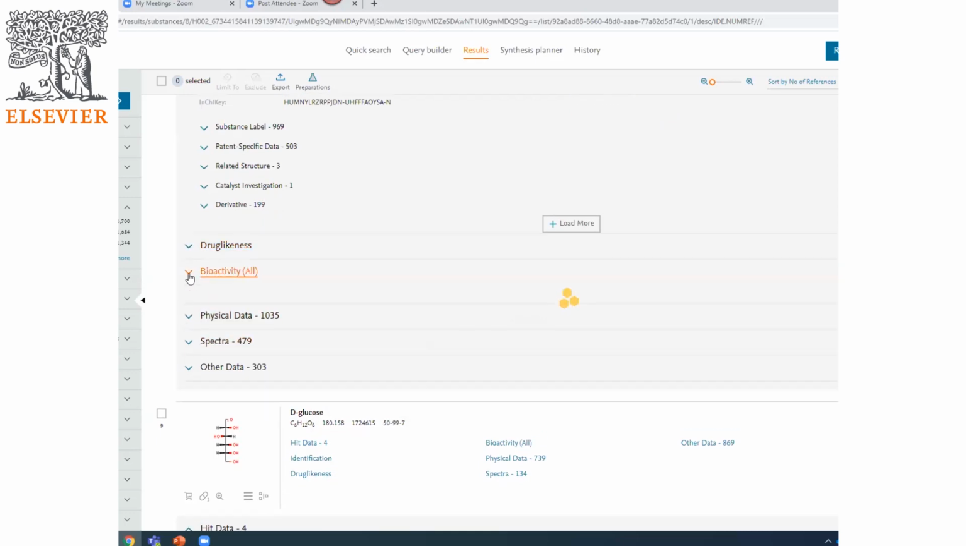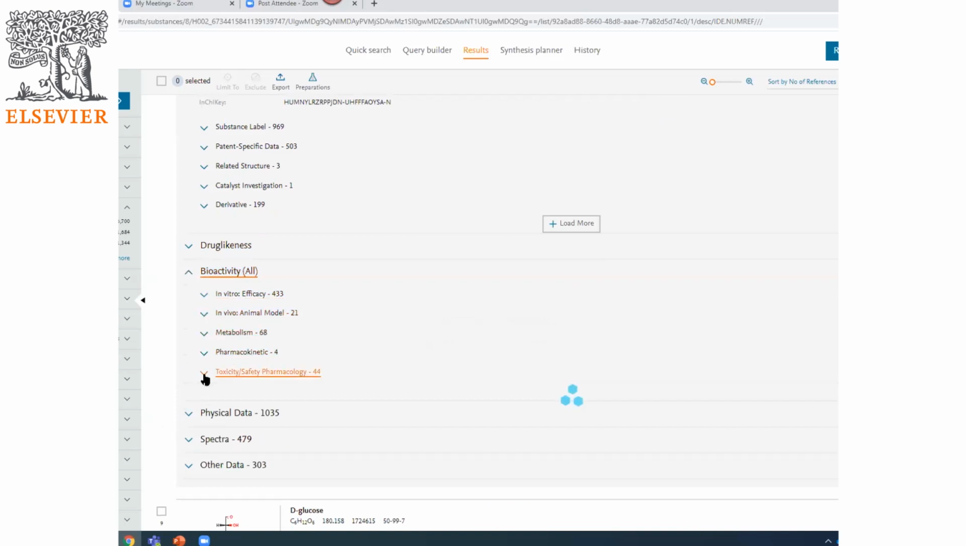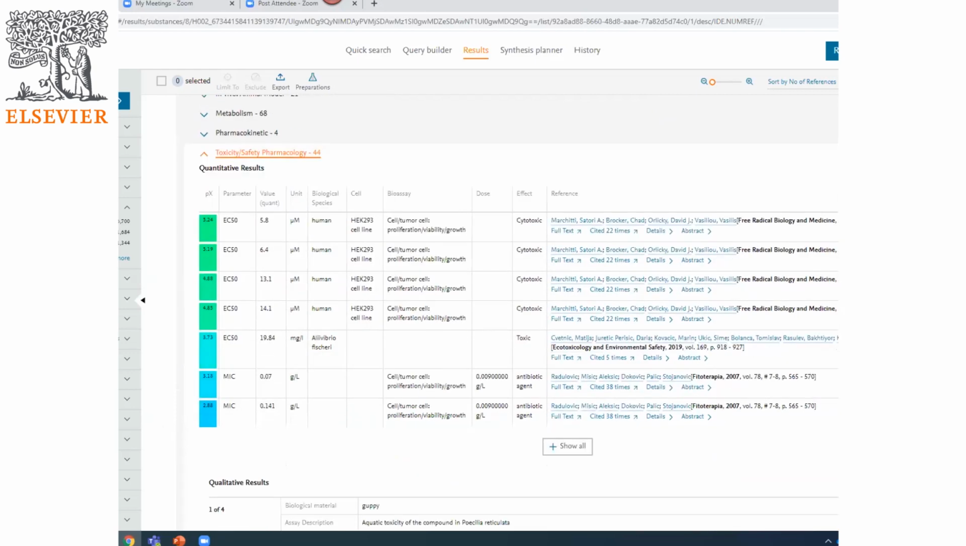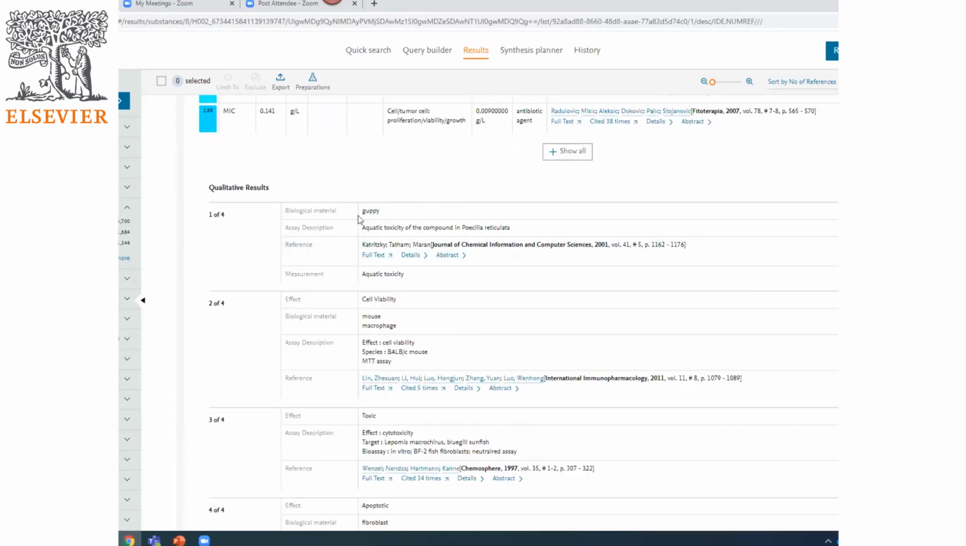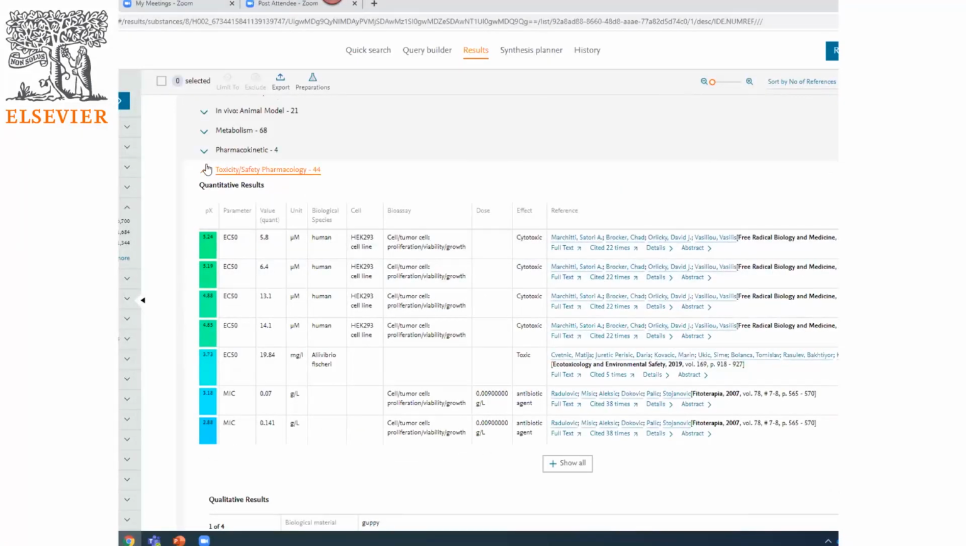There is bioactivity data, in vitro, in vivo, metabolism, pharmacokinetic, toxicity data, which is our key topic for today. As you see, it has quantitative data and qualitative data, which was collected on even different biological materials. So for example, GUPI, cell viability. Also, you see the effect, toxic, cytotoxic, and benzaldehyde is known to be a toxic compound.